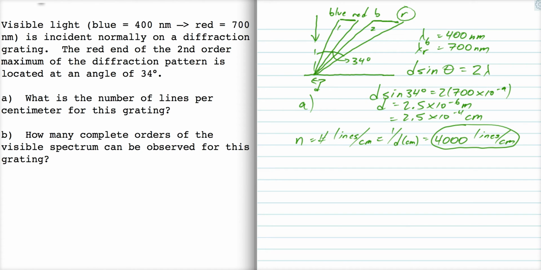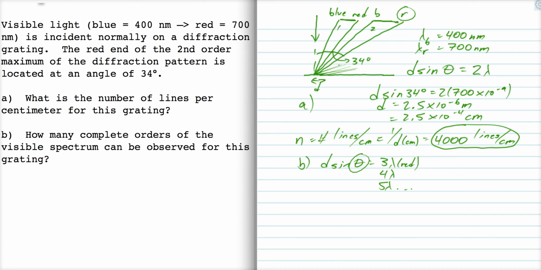Okay. Part B, they want to know how many complete orders of the visible spectrum can be observed for this grating. So we looked at this 2 different ways in class. One way to do it would be to keep going out, to keep trying new orders, right? To say, well, d sine theta is equal to 3 lambda for red. You could go 4 lambda, 5 lambda, and you keep on going until you can't solve for theta. Right, at some point, this is going to go off the rails. You're not going to be able to fit the diffraction pattern on there. So that's kind of a brute force method.